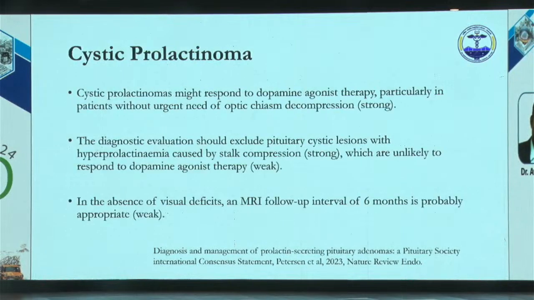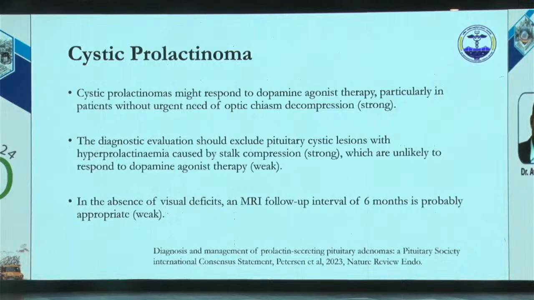A few words about cystic prolactinoma, very important, because cystic prolactinoma will have a prolactin level somewhere between 50 to 150. You might be confused about whether to treat or not. But importantly, cystic prolactinoma responds to dopamine agonist therapy. So a good dose of dopamine agonist should be given for a sufficient amount of time.